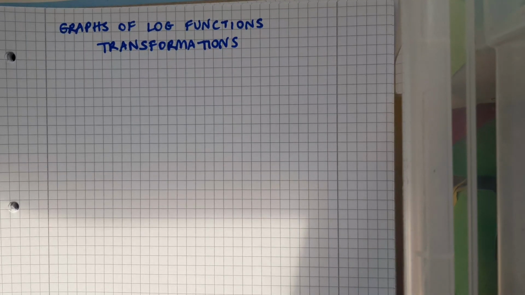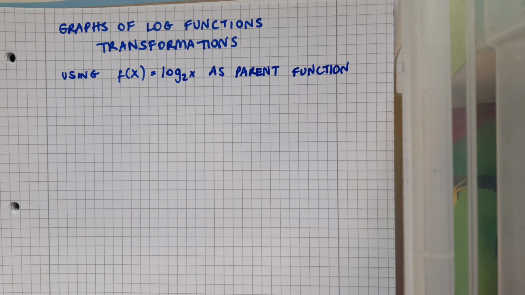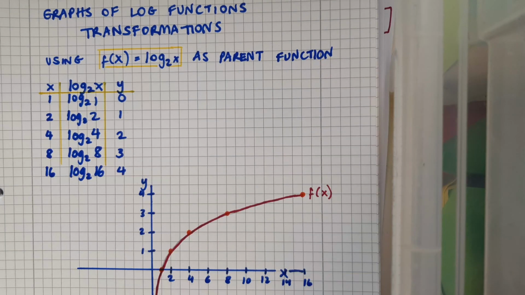This is a video on graphs of log functions with a focus on transformations. As before, we're going to use f(x) = log to the base 2 of x as a parent function in this case. And of course, we know what f(x) = log to the base 2 of x looks like. It's this f(x) function here. It's got the y-axis as an asymptote, and I've just labelled it here as f(x).